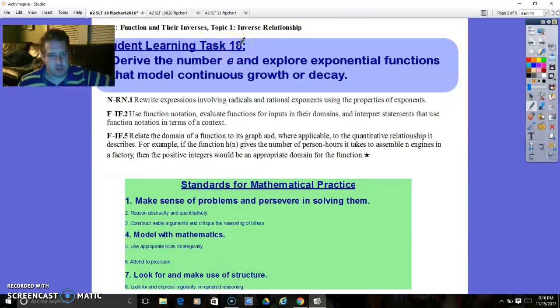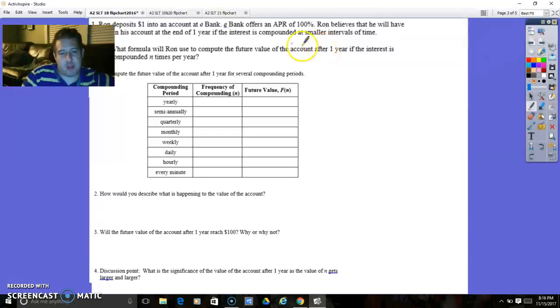So we're going to be deriving the number e. The number e, yes. e is about 2.718, which we'll talk about later, and explore exponential functions that model continuous growth and decay. So in this case, we're going to be talking about compound interest.